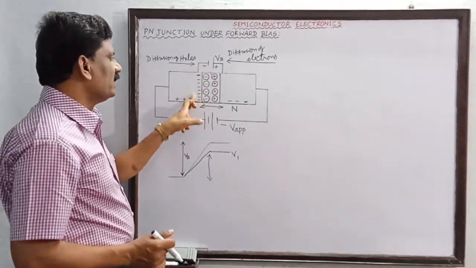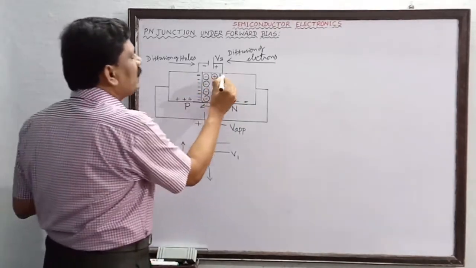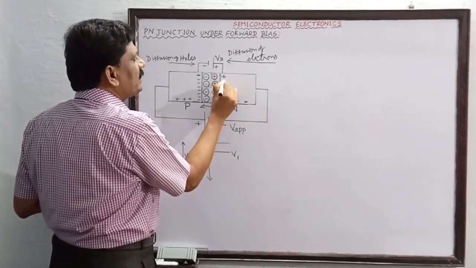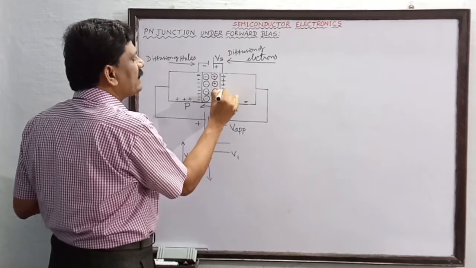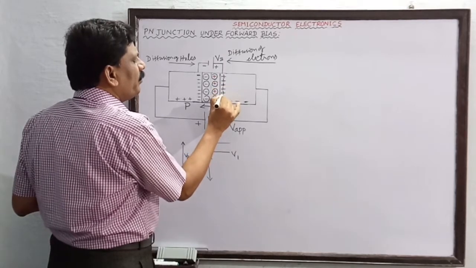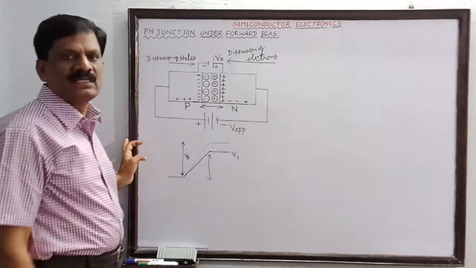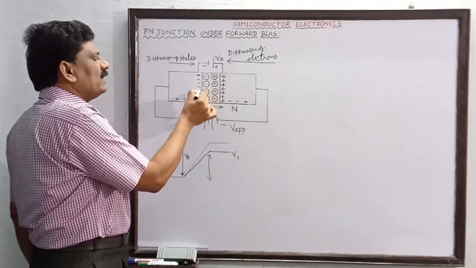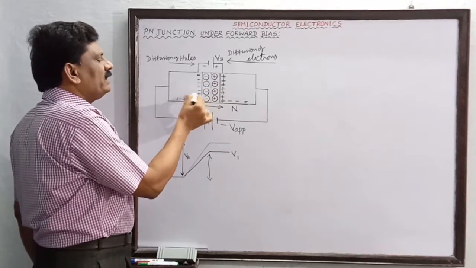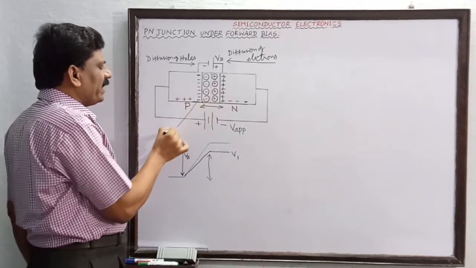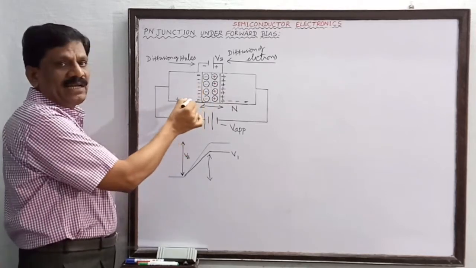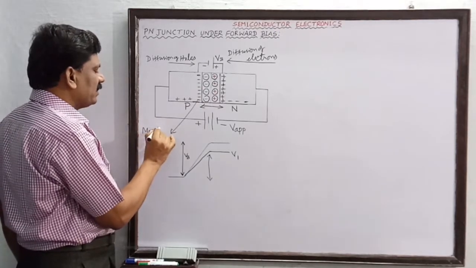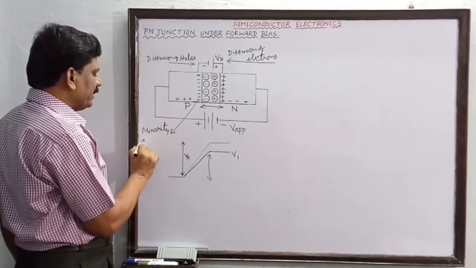So they have reached here. Similarly, the positive holes will be accelerated towards the negative potential applied to the N region, and there is a concentration of holes near the PN junction. Okay, students, in the N region, the negative charges which have reached the P region of the junction are the minority charge carriers. Electrons are minority charge carriers in the P region. So this process is called minority carrier injection.